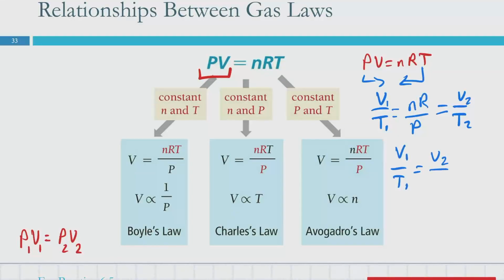V1 over T1 equals V2 over T2. So as long as you know the labels for the two things that you're trying to relate, or the three things potentially that you're trying to relate with your simple gas laws, you can make the simple gas law just by rearranging PV equals nRT. Just get all the stuff that you want on one side. Everything else that's not changing goes on the other side. You copy paste the side that you care about. Boom, you've got your simple gas law.